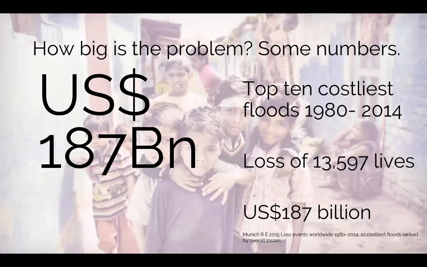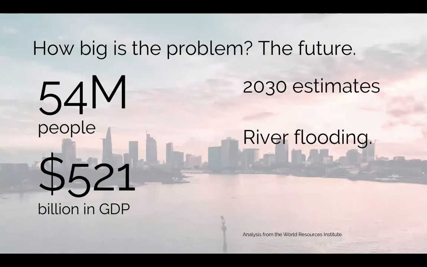The top 10 costliest floods, looking at the 34 years between 1980 and 2014, we can see that over 13,500 lives have been lost, with many millions more affected. Financial losses are approaching almost 200 billion US dollars. So if we project forward just 12 short years, the estimate is 54 million people will be impacted by flooding, with economic losses more than doubling to 521 billion US dollars.